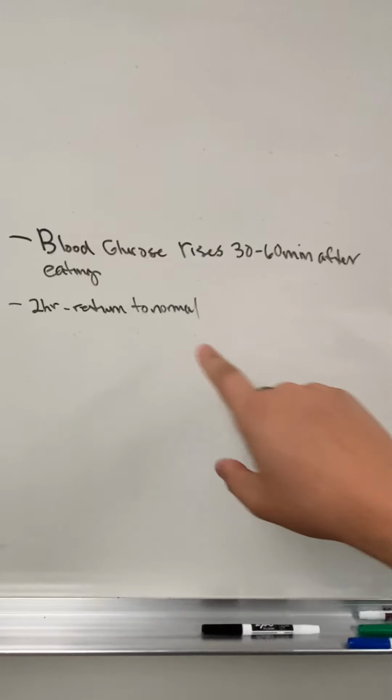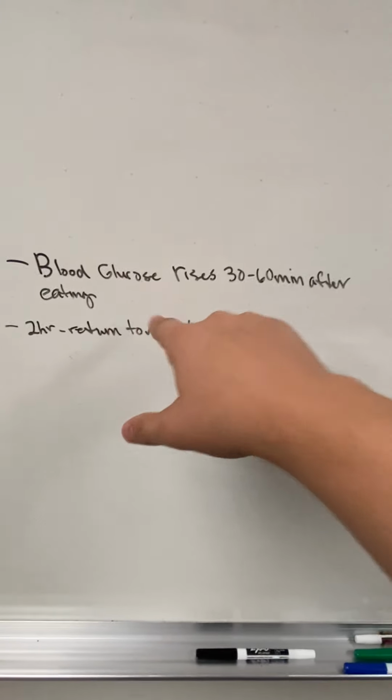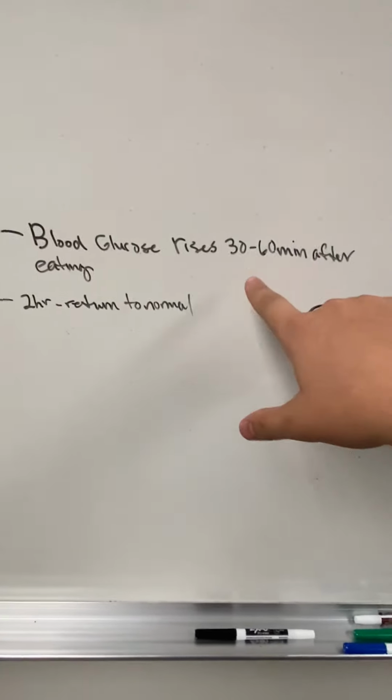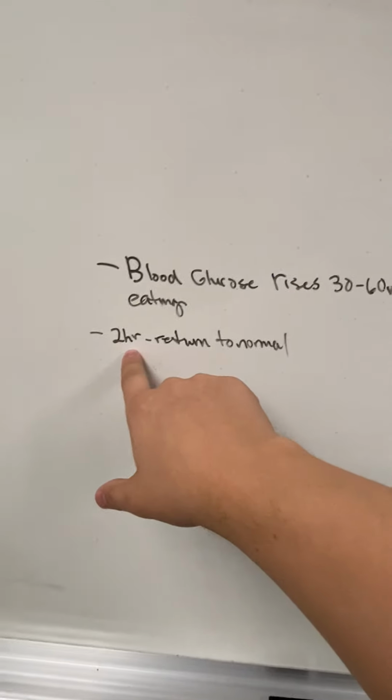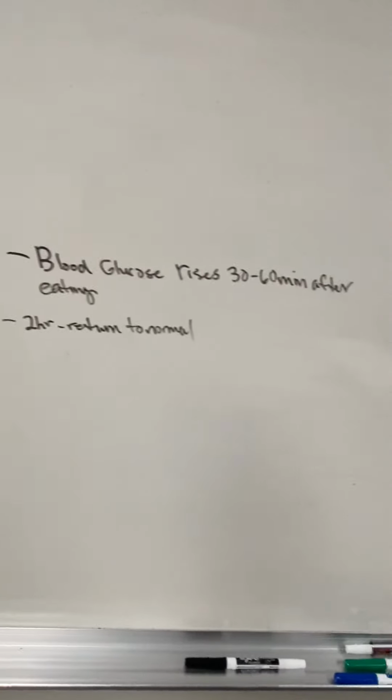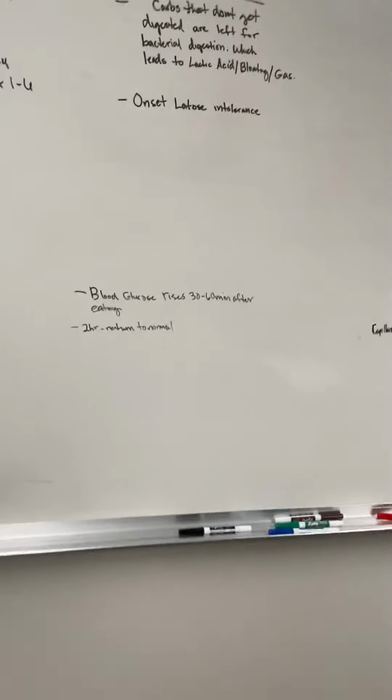And then the last note is that after you eat, blood glucose will rise for 30 to 60 minutes, and then it will return back to its baseline after about 2 hours. So that's pretty much this module.